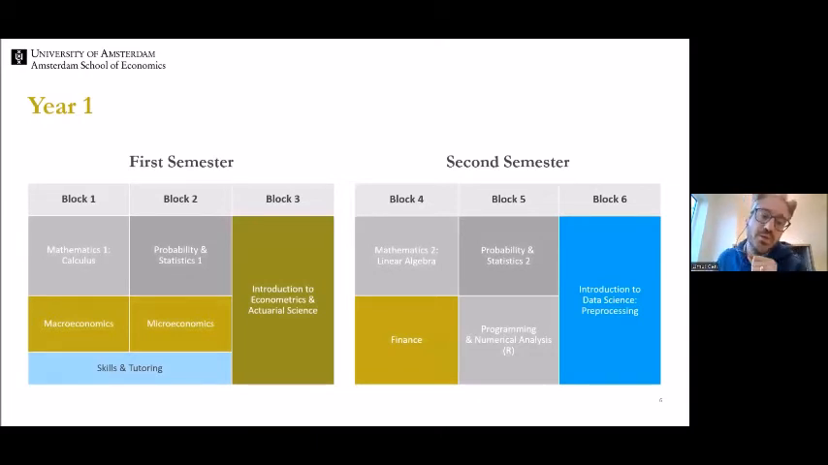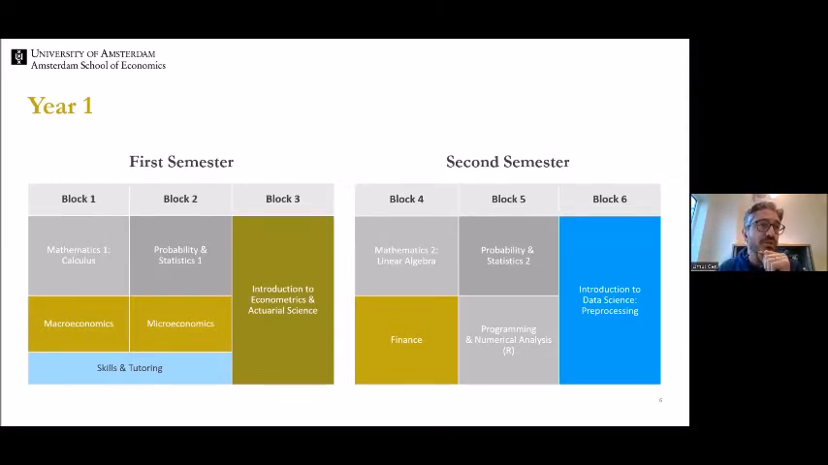So this is what your first year would look like if you start with the program, either actuarial science or econometrics. So at the University of Amsterdam, the academic year is divided into 2 semesters, as you can see, and each semester is divided into 3 blocks. Blocks 1 and 2 are 8 weeks, block 3 is 4 weeks, and then blocks 4 and 5 are 8 weeks again, block 6 is 4 weeks again. So 2 long blocks, 1 short block in each semester.